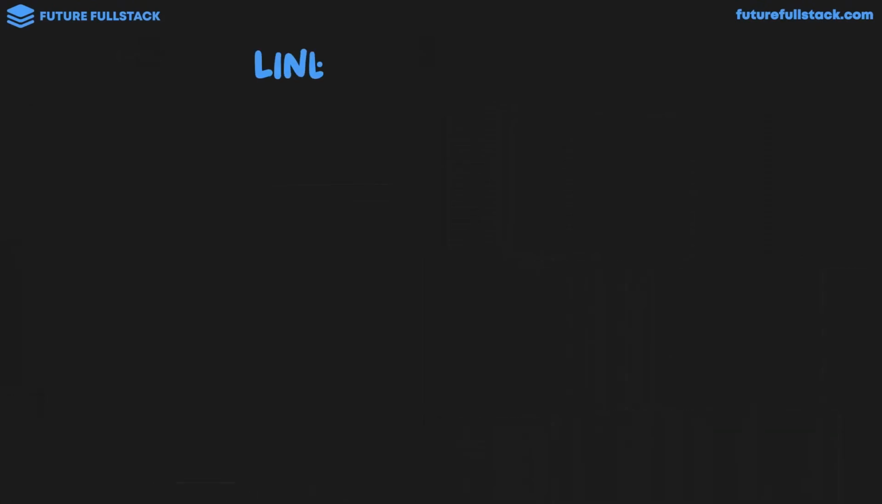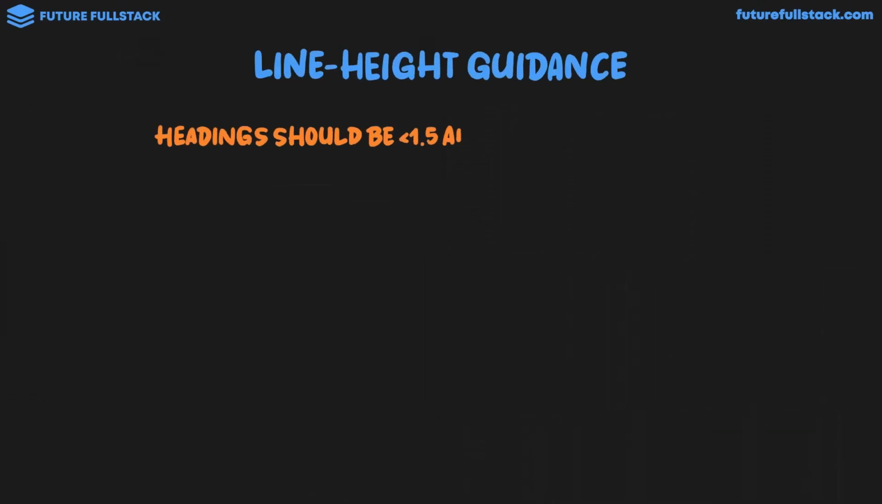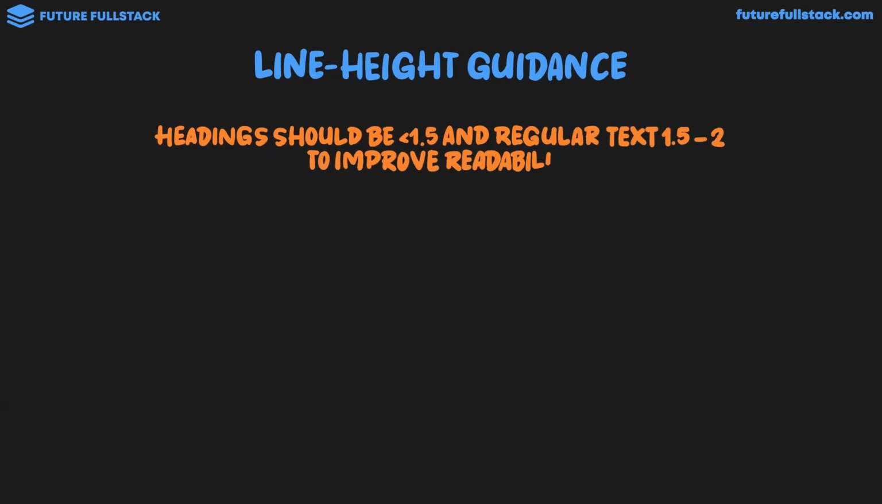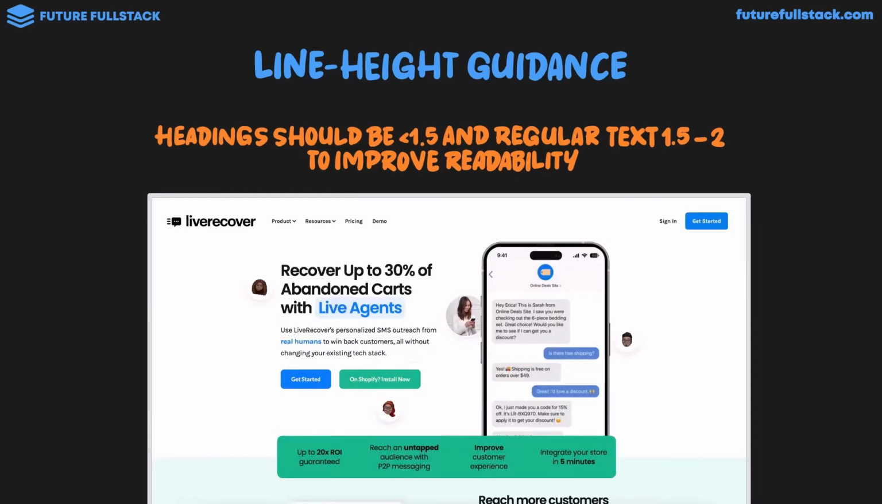Let's discuss some line height guidance. Headings should always be less than 1.5 and regular text between 1.5 to 2 to improve readability. As you can see here, this heading is assigned a numerical value of 1.2 for line height, which is below 1.5.